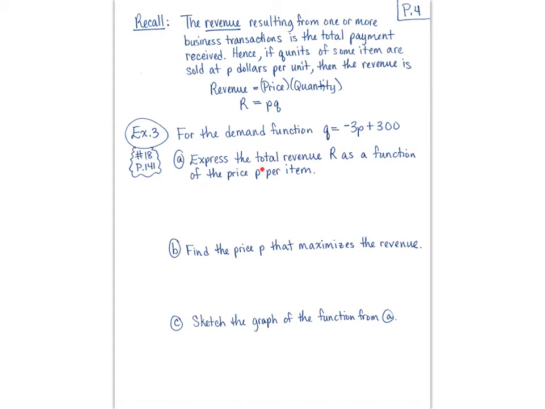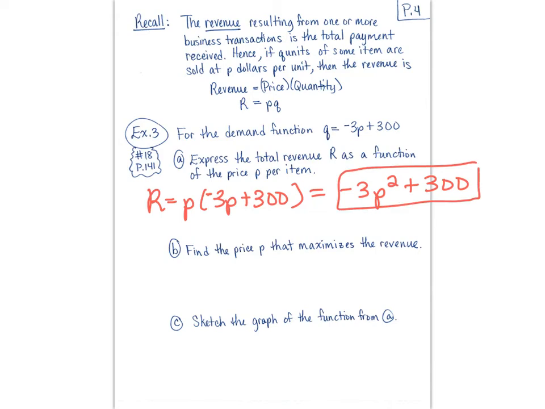A, let's express the total revenue, R, as a function of the price P per item. So here, remember R is equal to P times Q. So it's P, and we know what Q is. Q is negative 3P plus 300. So distribute your P, that gives you negative 3P squared plus 300. That's part A.